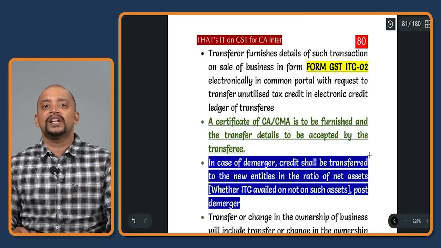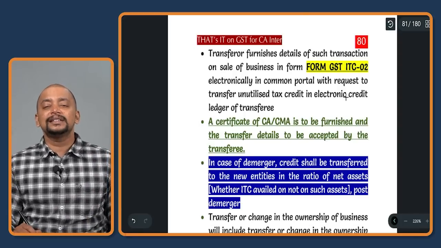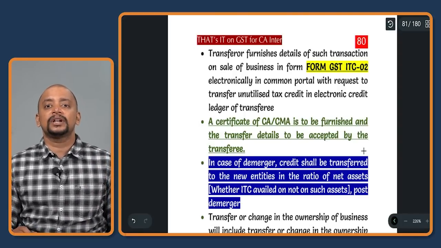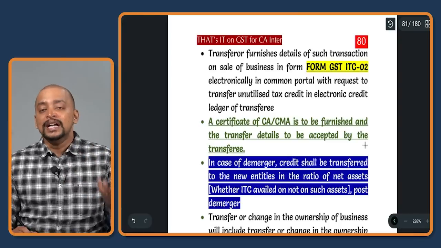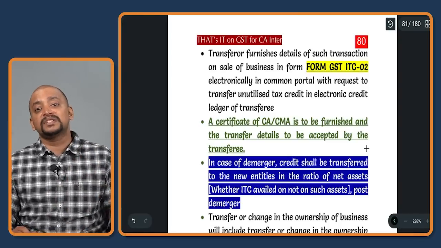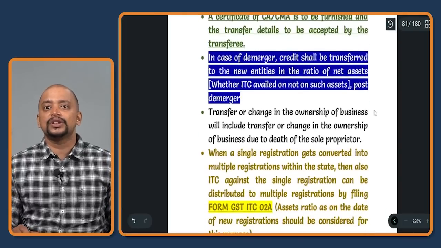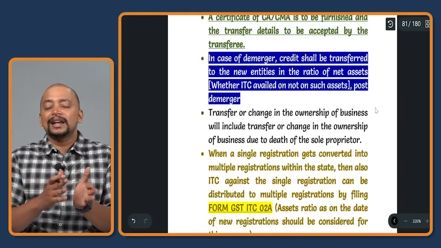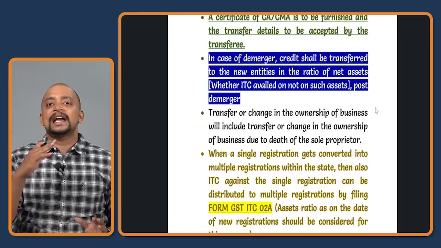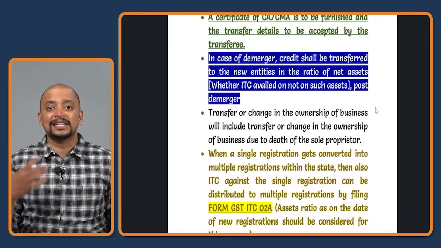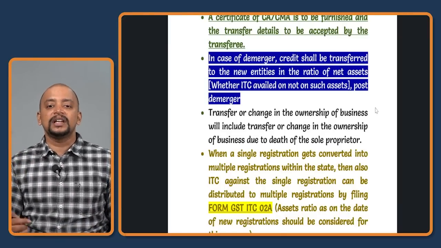The transferor should file one form, that is ITC-02, and this ITC-02 should be certified by a chartered accountant or cost accountant. Certification about what? That this transfer of business is with specific provision for transfer of liabilities. Then in case of demerger, what they need to do? In case of demerger, a single company is split into 2 companies, so the ITC will be transferred to these 2 companies in the ratio of assets after demerger.